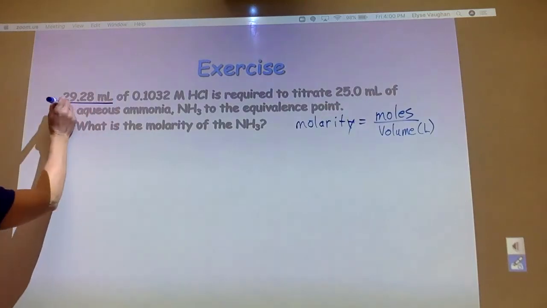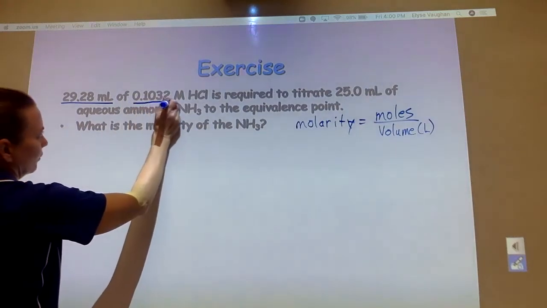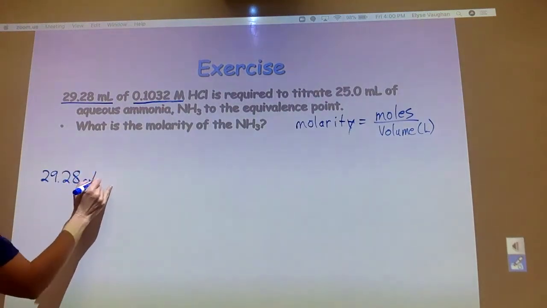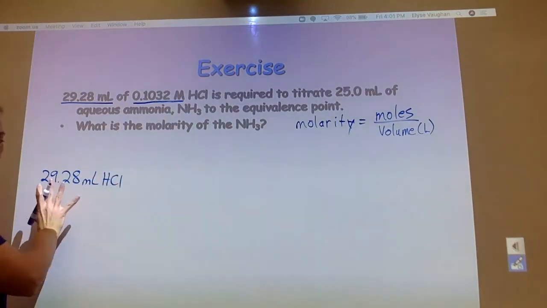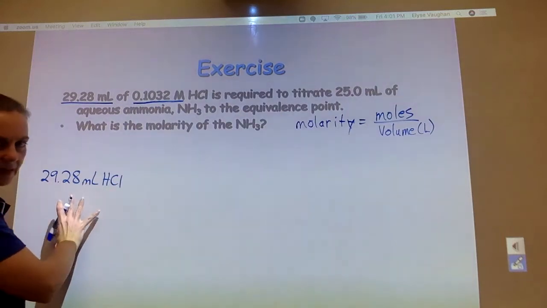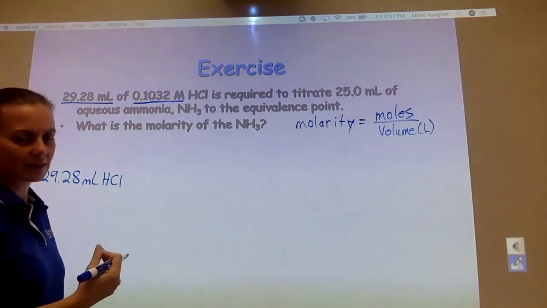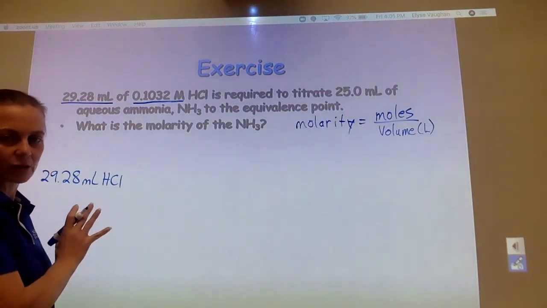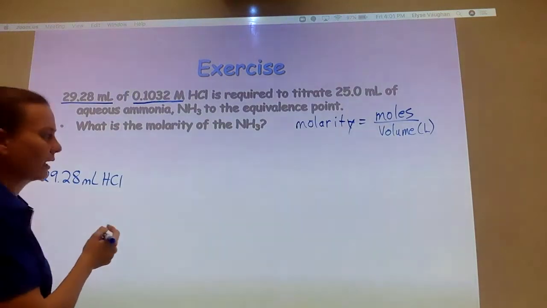I know that I have 29.28 milliliters of hydrochloric acid, and its concentration is 0.1032 molar. So I'm going to start with 29.28 milliliters of hydrochloric acid. Now, I'm not going to convert this to liters. I'm going to leave this in milliliters. That means that my answer is going to come out in what we call millimoles. So this is the beauty of the metric system, is that I can just carry that prefix through. If this bothers you, feel free to change it to liters. I'll show you at the end of the problem why I choose not to do that.